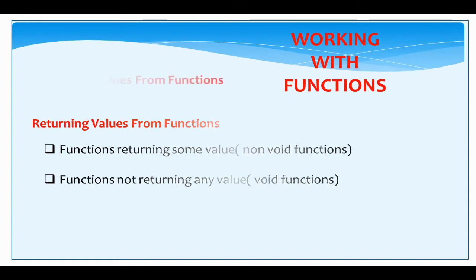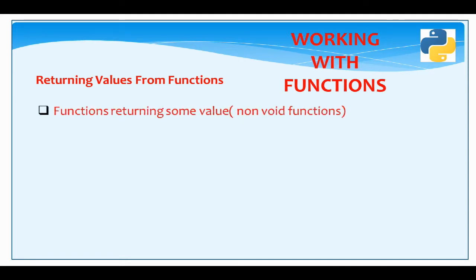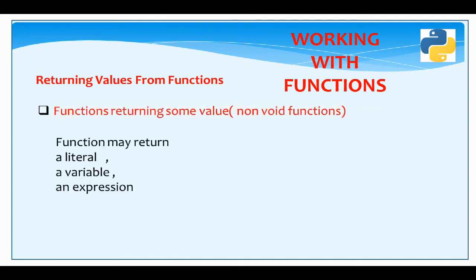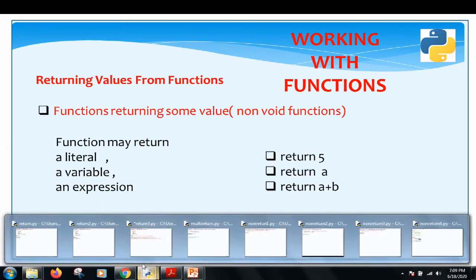Let us first discuss the functions returning values, that is non-void functions. For example, non-void functions return a literal, variable or expression. A literal means they can return 5, 10 or any other character, string, etc. The variable means they can return the value of a variable, for example, return a will return the value of a, and an expression means they can return the value of any expression, such as a plus b. So the functions returning value can be understood by the following examples.